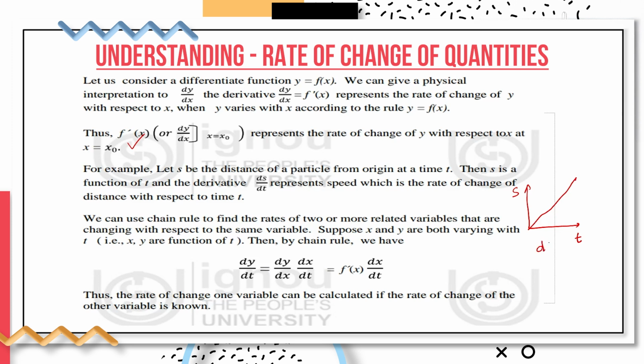So, that means there is a variation in distance with respect to time, and this variation in distance upon time is nothing but the speed of the system. And we all know that speed is nothing but distance upon time. So, change in distance upon change in time represents the speed of the system.